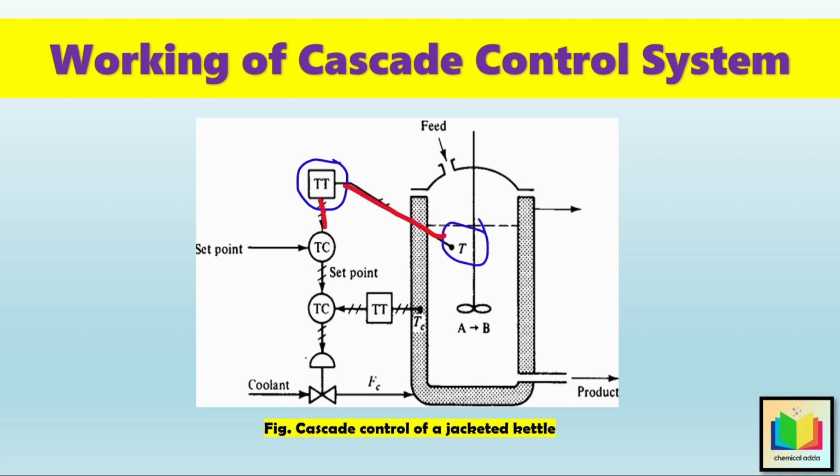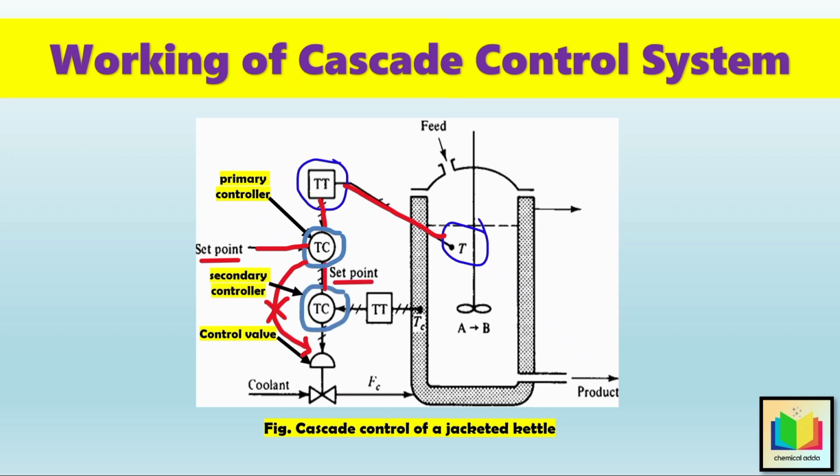Then, this measured value is sent to the primary temperature controller TC. Then, the primary controller compares the actual T with the desired set point T. But, instead of directly opening or closing the coolant valve, the primary controller sends a set point to the secondary controller. So, the primary controller doesn't operate the valve directly. Its main job is just to keep the reactor temperature T stable by giving instructions to the secondary loop.